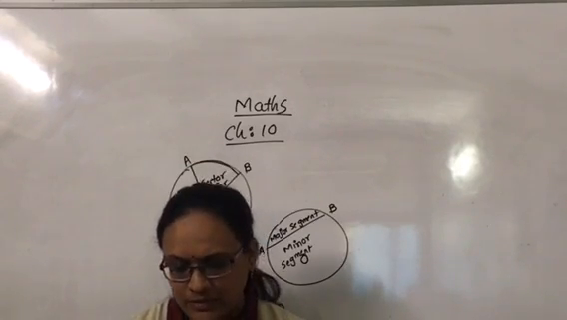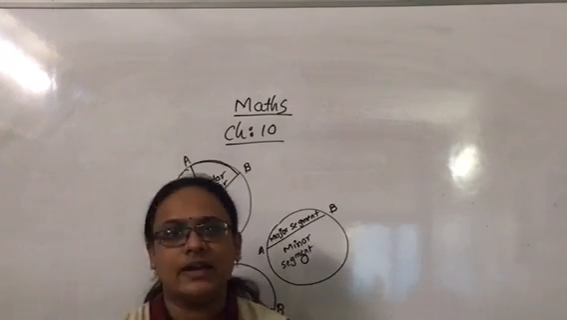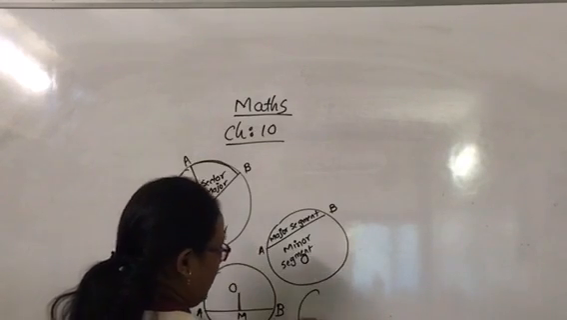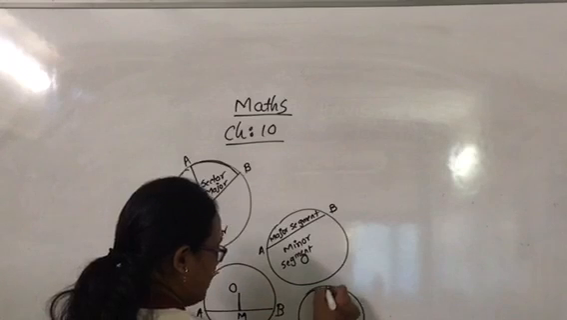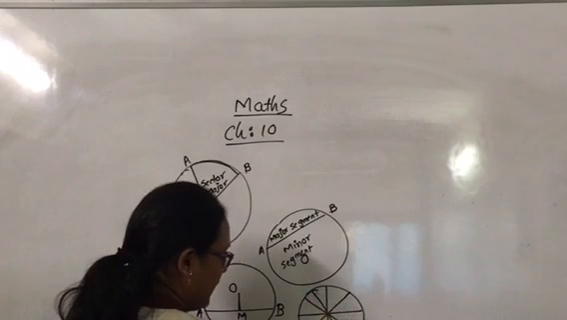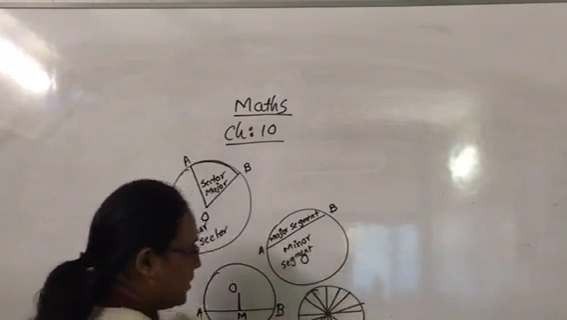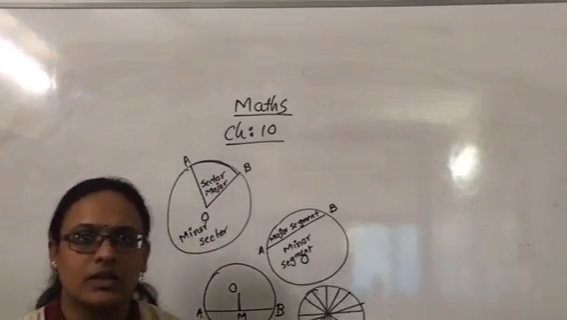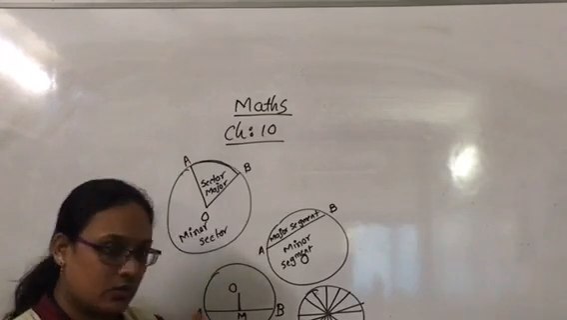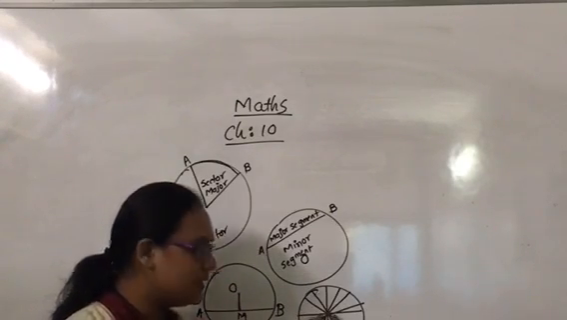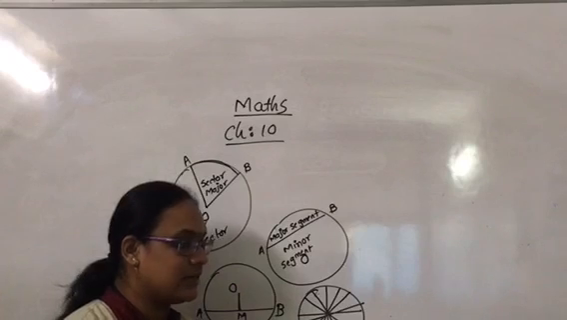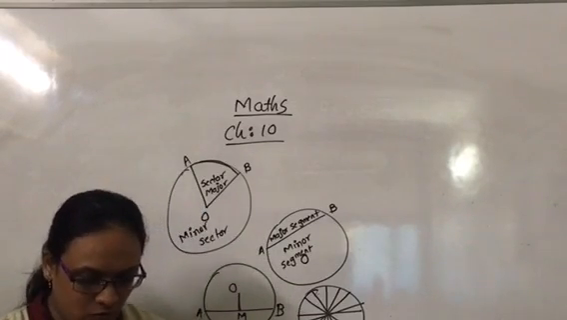So, how many diameters does a circle have? There are infinitely many diameters, because we can draw infinitely many diameters passing through the center. As you can see, infinitely many lines can pass through a point. This point, the center, is a point through which we can pass infinitely many lines, so they form diameters.